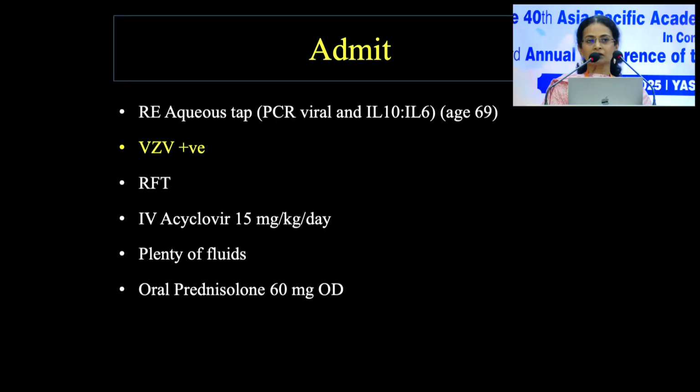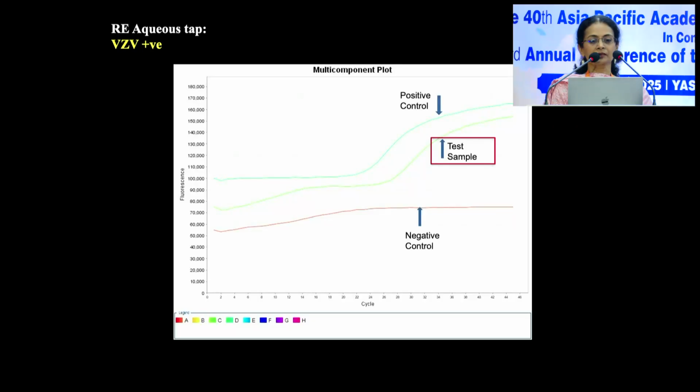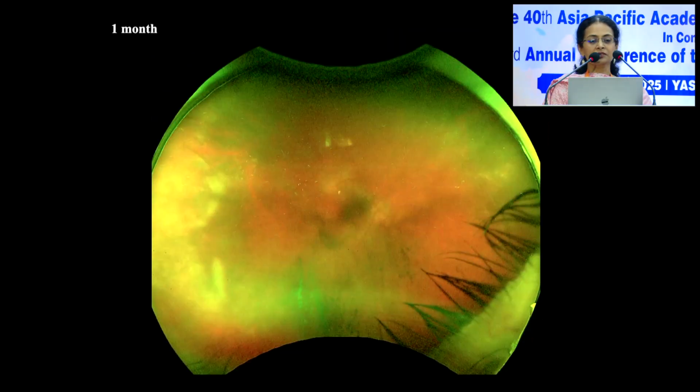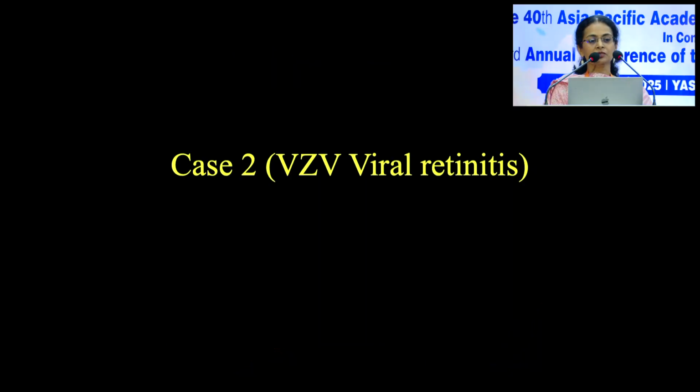We did an aqueous tap from the right eye for viral PCR and IL-10, IL-6. VZV was positive, so with the baseline RFT, we started him on IV acyclovir, plenty of fluids and oral prednisolone. And again, you can see these were the PCR curves of the test sample. And this was at 5 days, and this is at 1 month. So he's on follow-up now, shifted to oral acyclovir along with steroids. So this was a case of VZV viral retinitis.